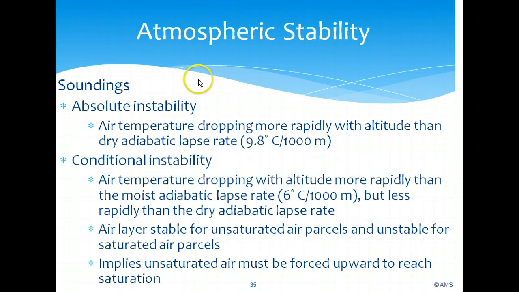In terms of atmospheric stability, one of the ways that we determine that is by way of those things called soundings. We get them through radiosondes, those big balloons we send up that get the information back from the atmosphere. There are a couple of stability terms, absolute instability and conditional instability, which basically relate to temperatures and the rate at which the temperatures and the lapse rate occur.